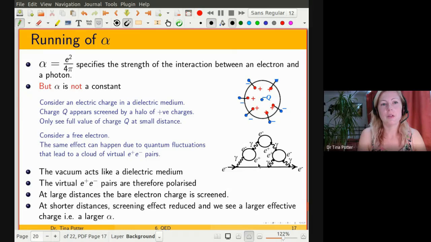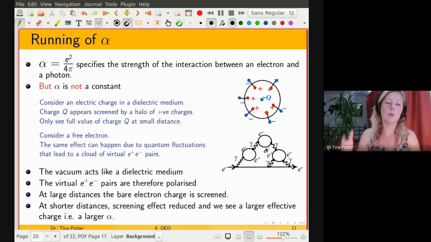So we have these clouds of virtual electron-positron pairs that, again, just like the dielectric medium, are going to be polarized with respect to your electron. So the positive charges here are all going to be closer to the original electron than the negatively charged electrons here. This is going to have the same screening effect. Look, there's lots of positive charges here close to our electron, and it's going to screen the bare charge of the electron. If we start to interact with this electron at low energy, we're not going to get past this sort of cloud of positive charges screening the bare charge.